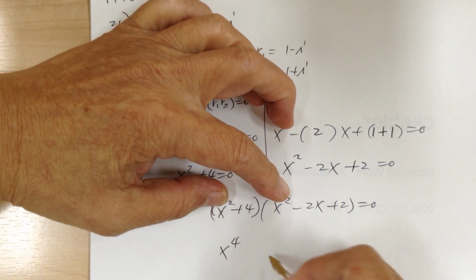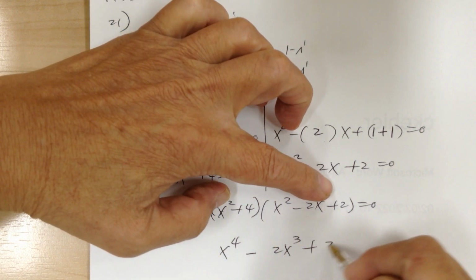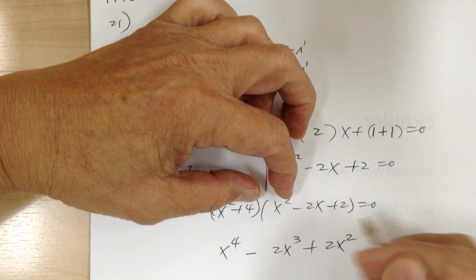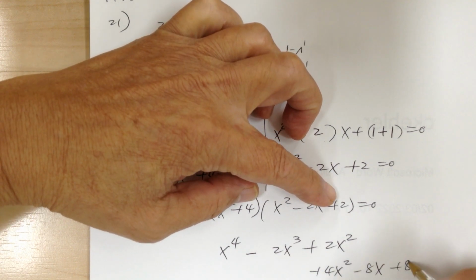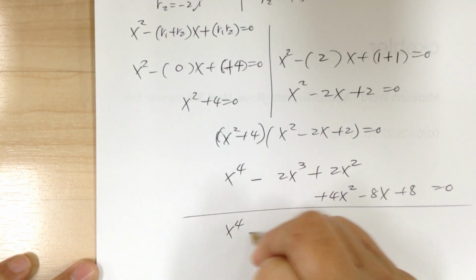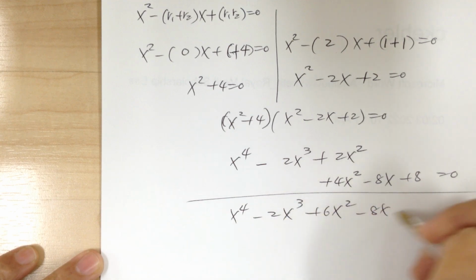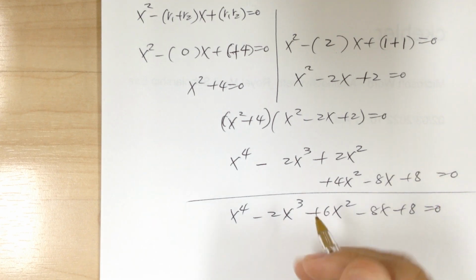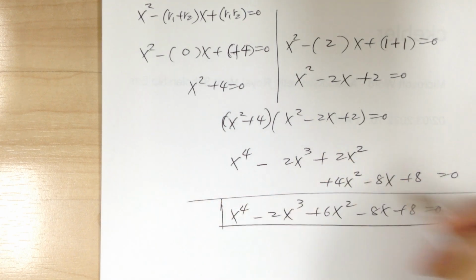So I get x to the 4 minus 2x to the 3 plus 2x squared. Okay, and I'm done, so I multiply this. So I get plus 4x squared minus 8x plus 8 equal to 0. Okay, so I get x to the 4 minus 2x to the 3 plus 6x squared minus 8x plus 8 equal to 0. Okay, and double check. Okay, everything's good. Okay, so this is my answer.